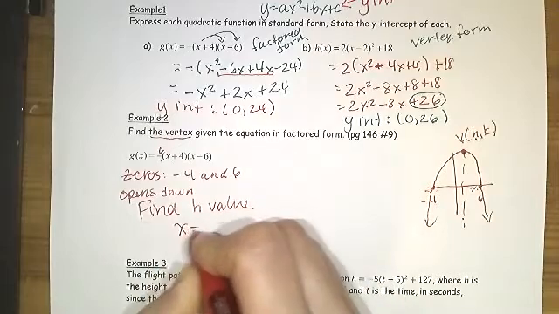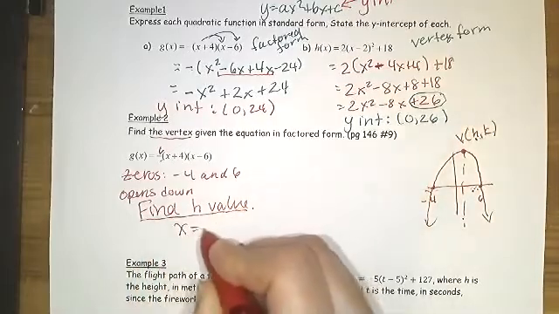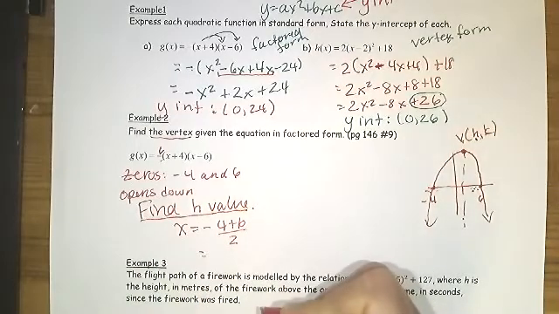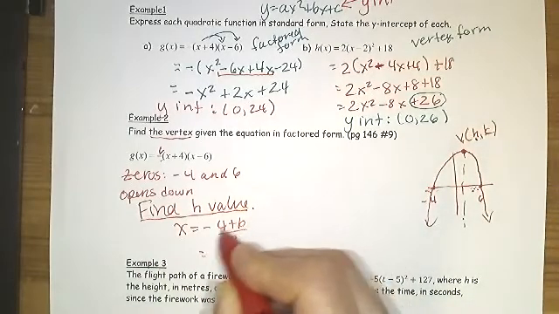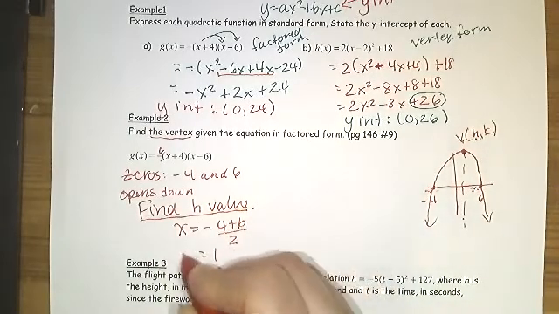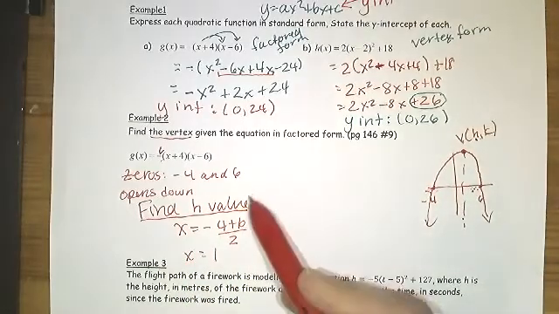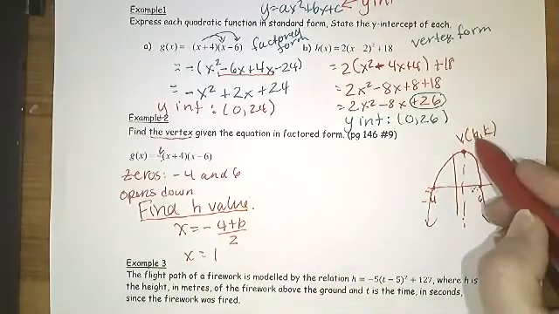We do that by adding our 2 zeros together and dividing by 2. So in this case, when we add these together, we'll have 2 divided by 2. So we find that x is equal to 1, or that the h value here would be 1.